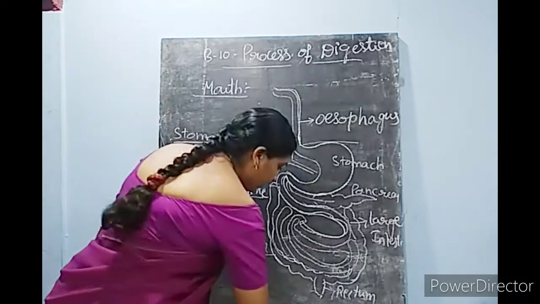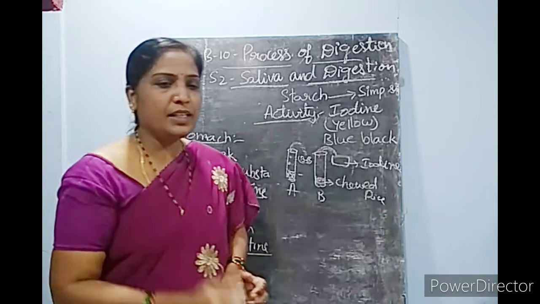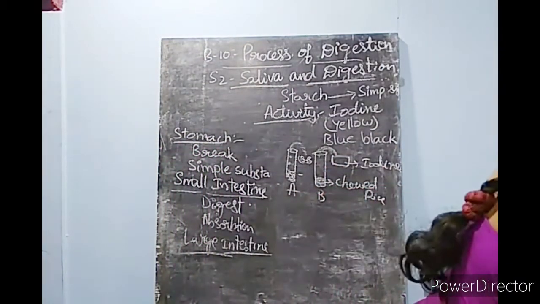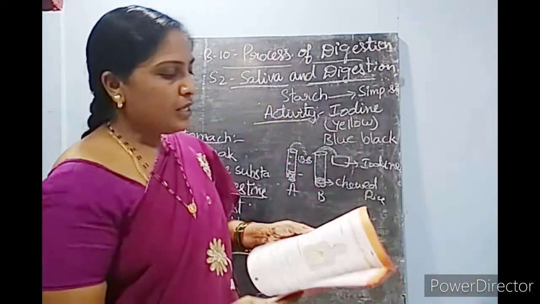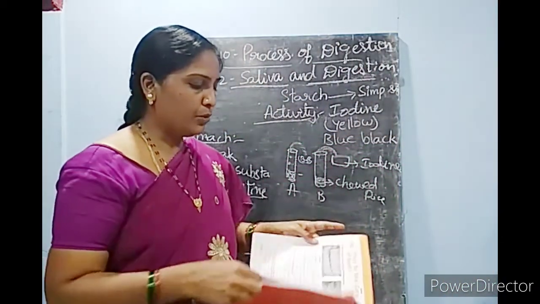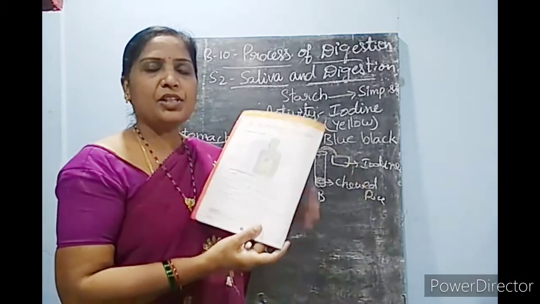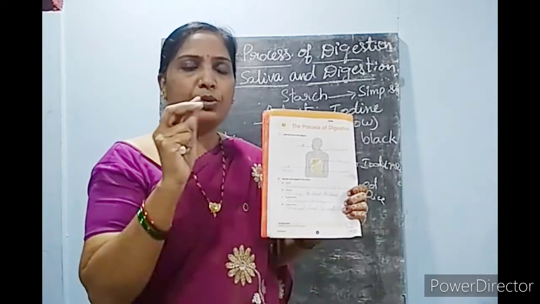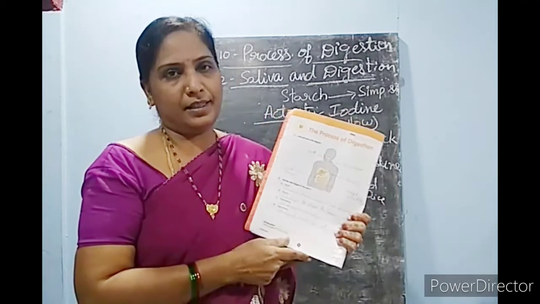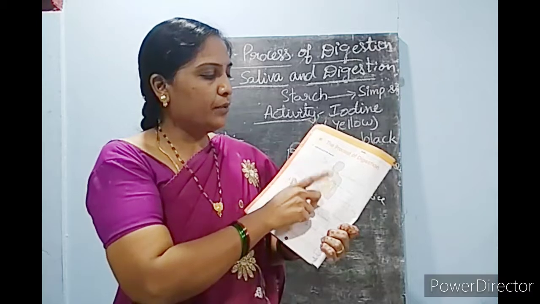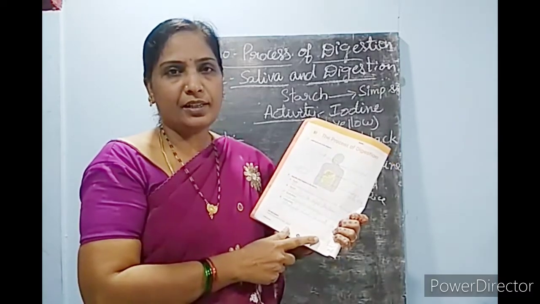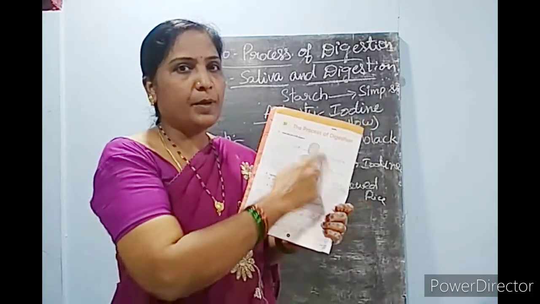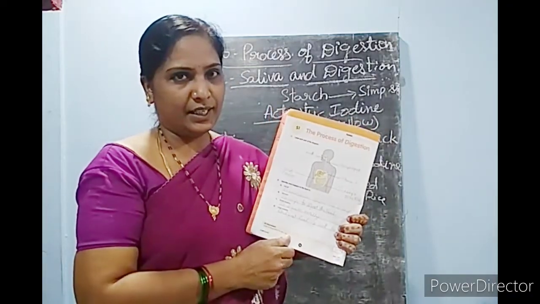Now let's see the questions given in your volume book. The first one is the digestive system, already drawn in the book. You need only label the parts. So the first part, what is it, and the long tube-like structure, the bag-like structure and the coiled tube. So you label all these parts.